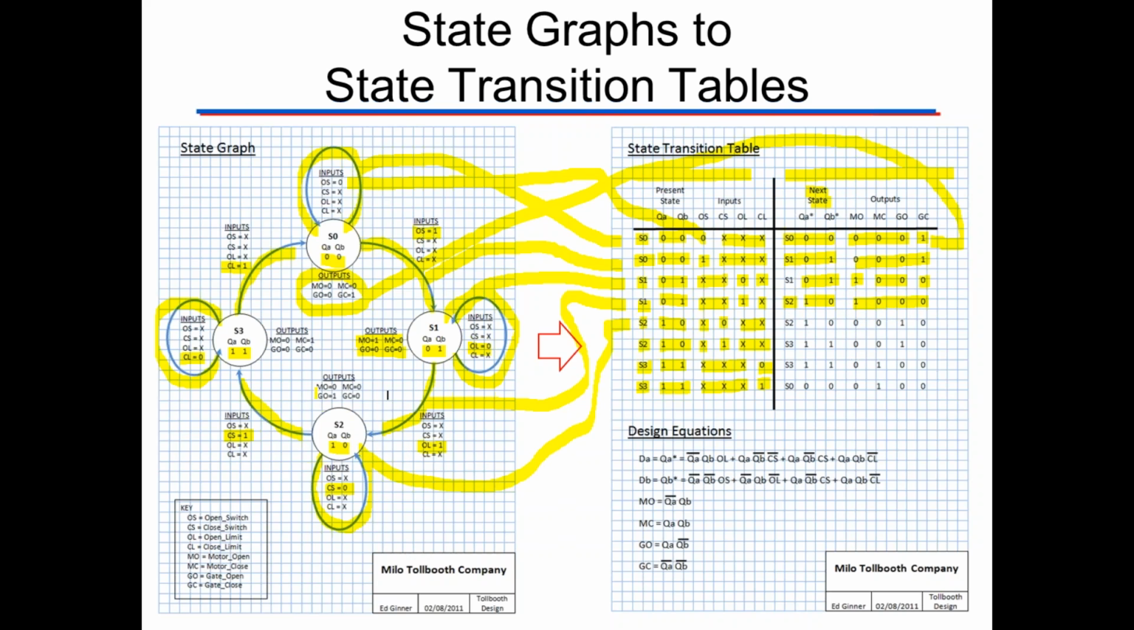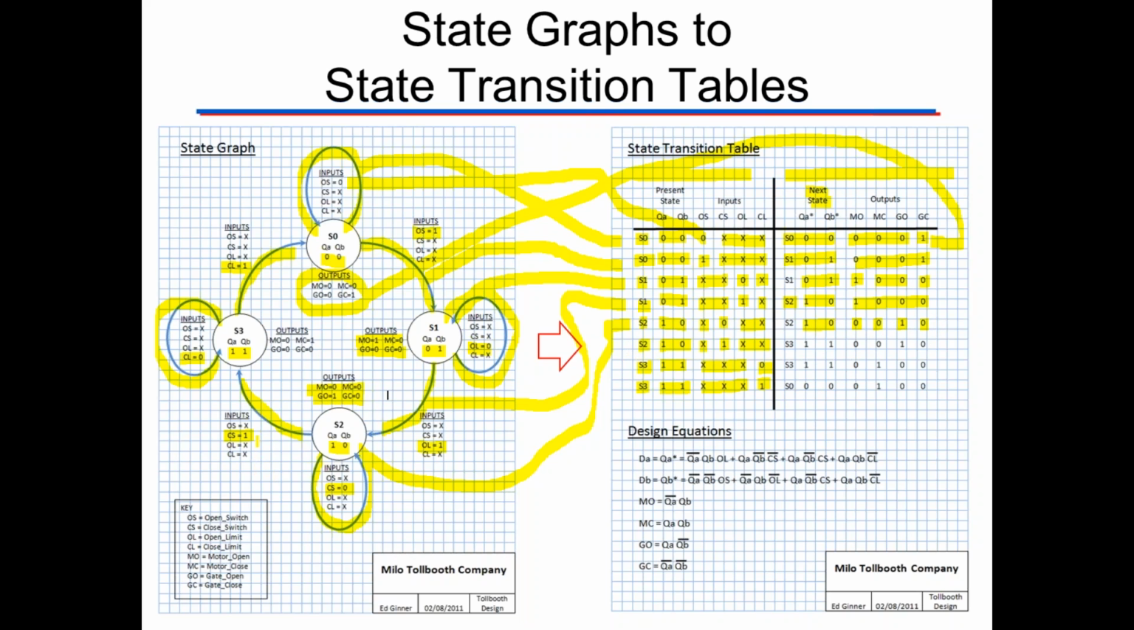And state 2's outputs, we take a look at them right here. Gate open equals a 1. So we come over here under gate open, it equals a 1. Our other outputs, motor open's turned off, motor close was off, and gate close was off, so they stay off. So now we've just landed in state 2, and the state stays the same. Next we want to go to the transition state. This is the idle state right here, this line.